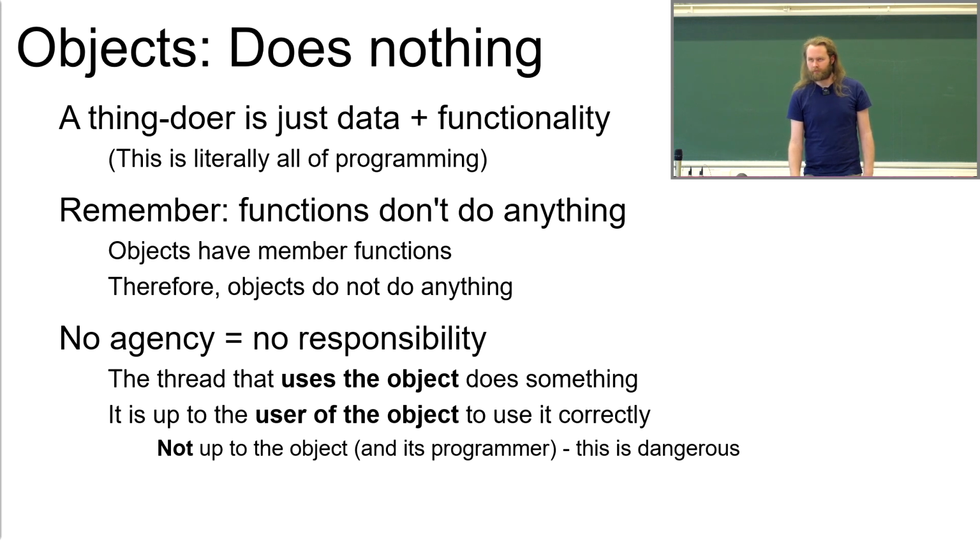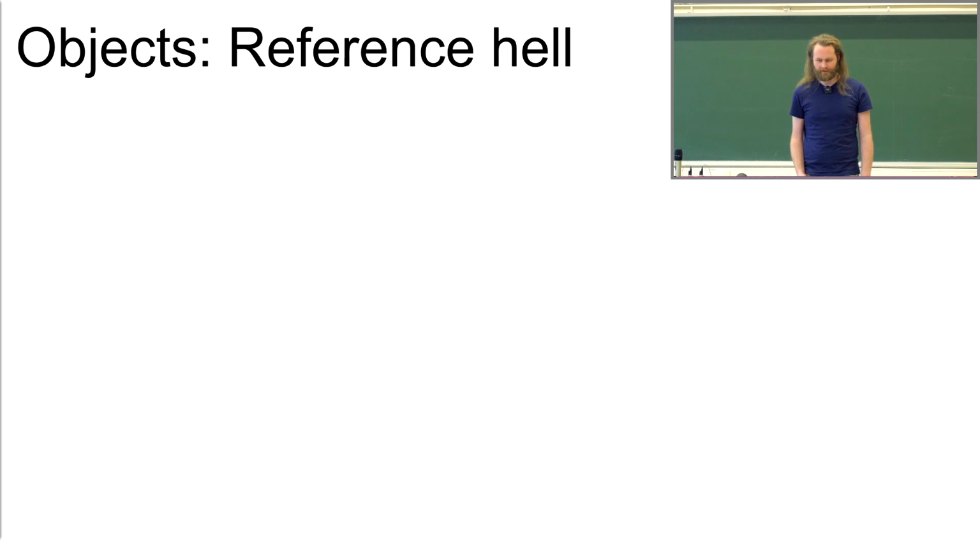This is dangerous, because now you're making code and you have no guarantees that the code you have written is being used correctly. And you have no guarantees for it being correct in any way because you can't guarantee it, because it has no agency and therefore it has no responsibility. So that's the first problem. Yeah, we're not done. Second problem, reference hell.